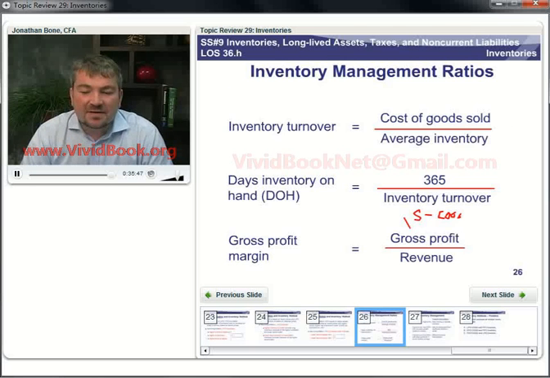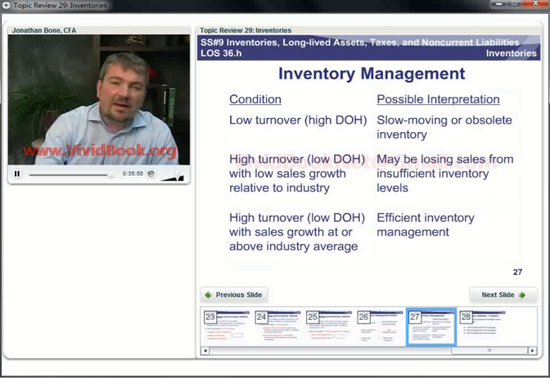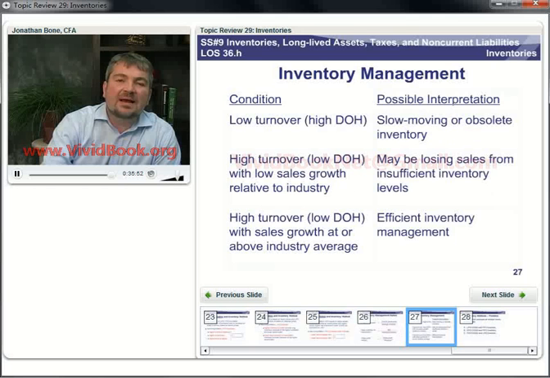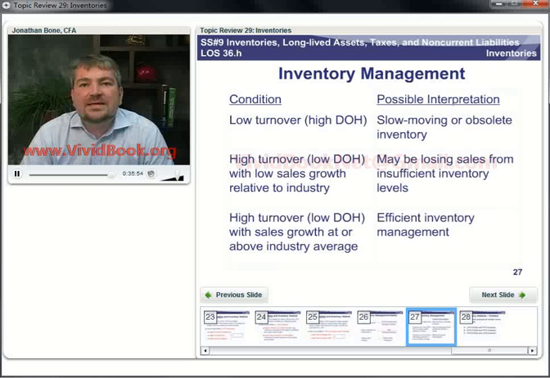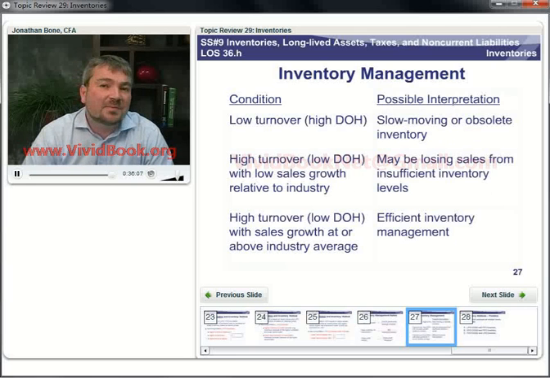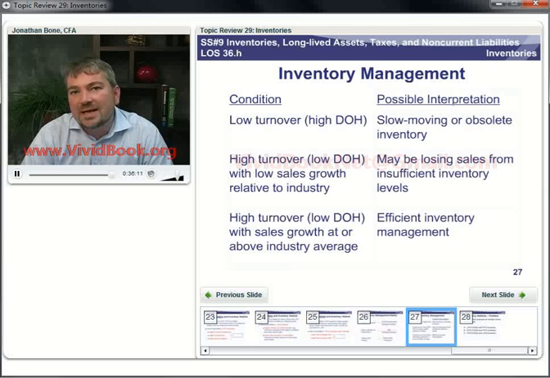Okay, inventory management, in other words, warning signs and things that the analyst should be looking for. So they say, well, what about low inventory turnover? So the days of inventory on hand is very, very high. Now, if days of inventory are very, very high, it could indicate that you are having problems selling your ending inventory. And if you're having a problem selling your ending inventory, it could indicate that you have obsolete inventory, in which case the analyst would be making sure that that inventory is being written down.